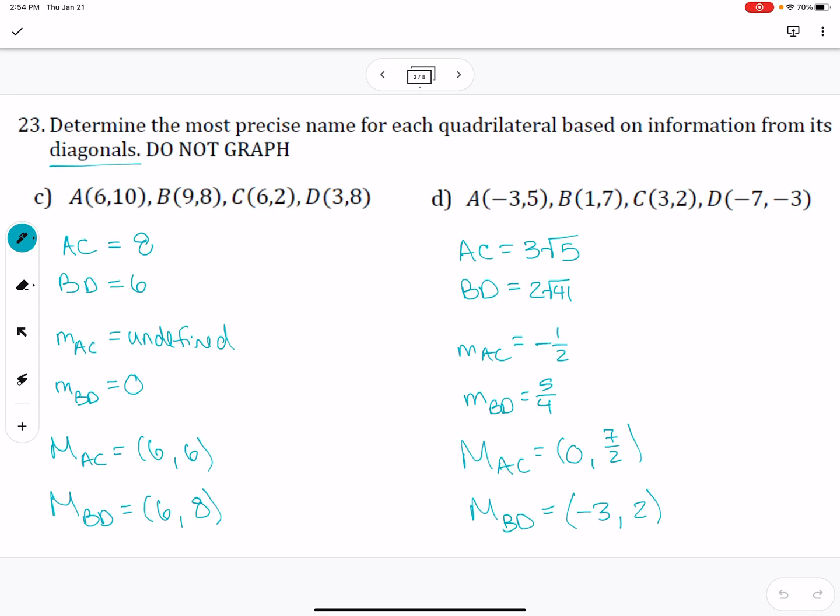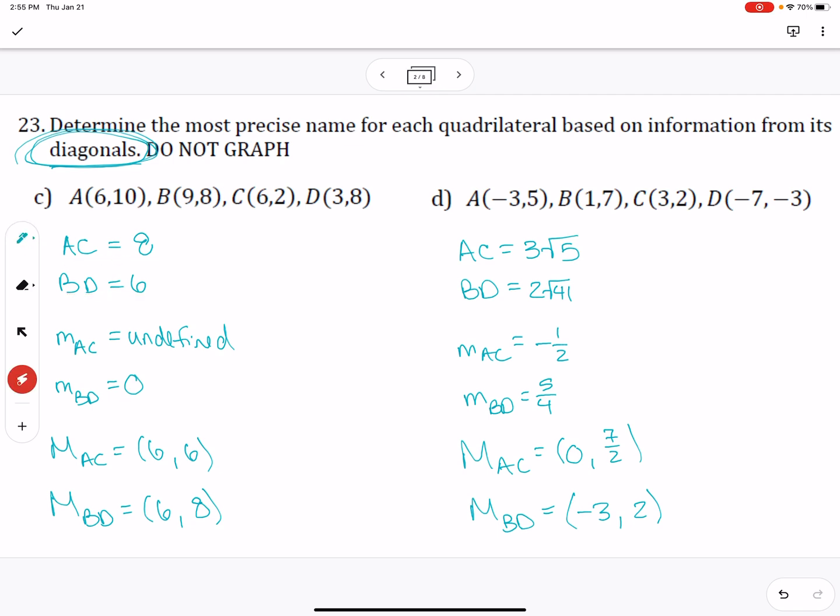Next one. So I did work ahead of time on this one just to save time on this video. You were asked to determine the most precise name for the quadrilateral based on information from its diagonals. So in a quadrilateral, depending on the type, the diagonals could be perpendicular, the diagonals could be equal, they could bisect each other, and each of those things you can find out based on the length, based on the location of the midpoint, and based on the slope.